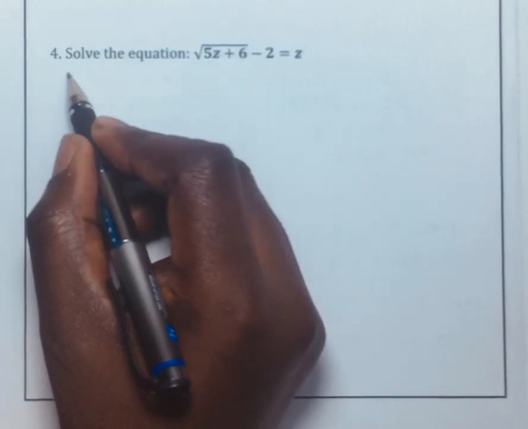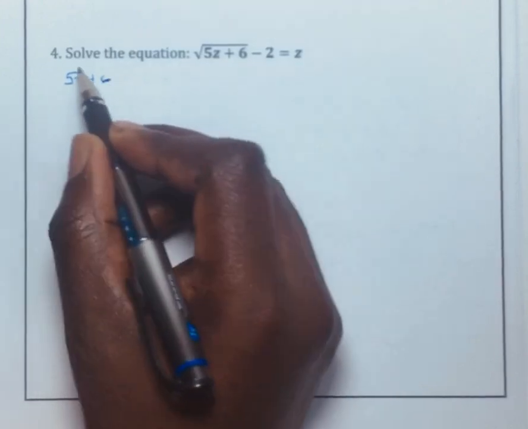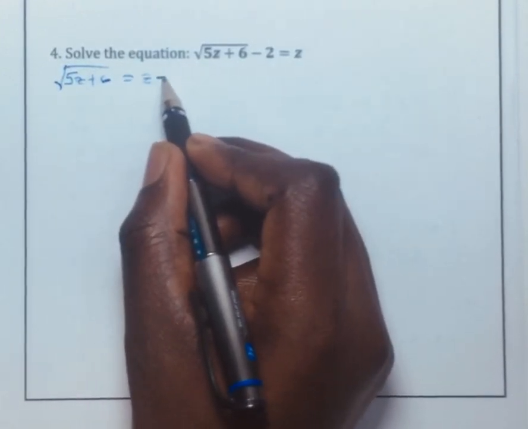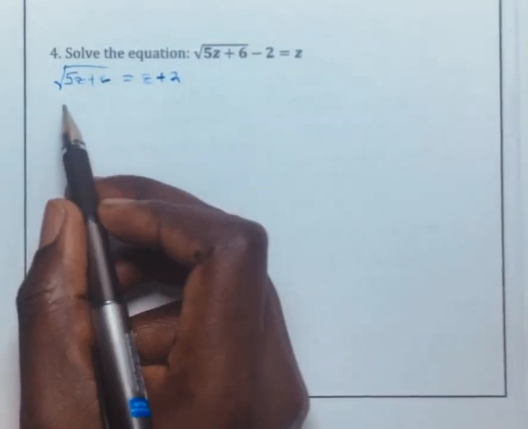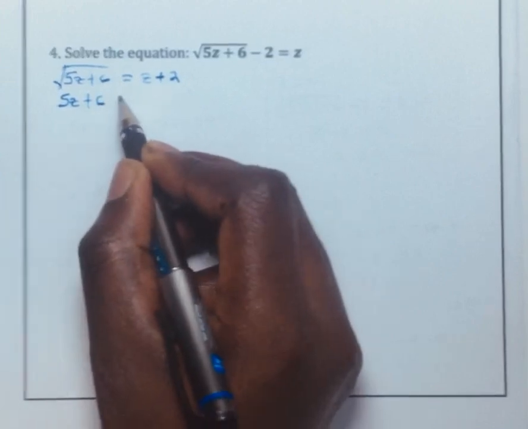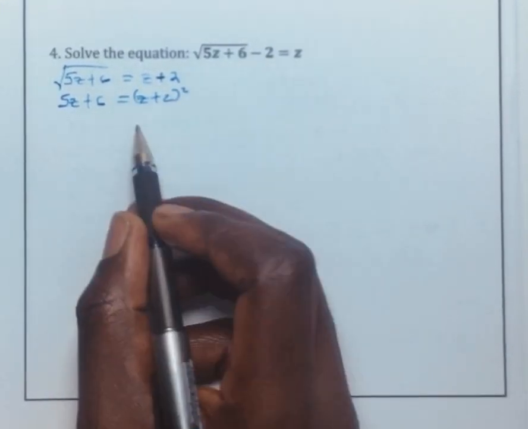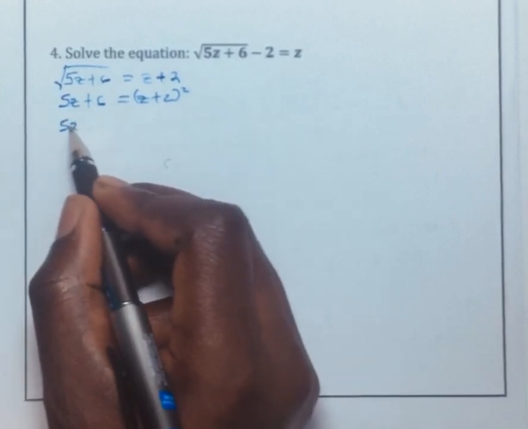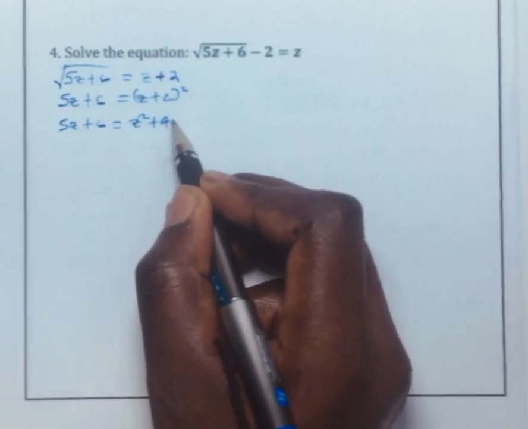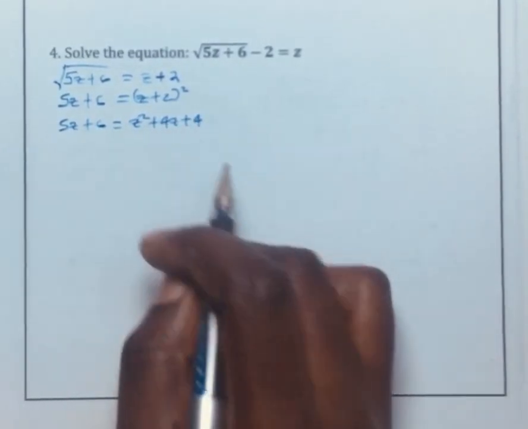So we have the root of 5z plus 6 is equal to z plus 2. Then we just square both sides so that we have 5z plus 6 is equal to (z plus 2) squared. So it means you have 5z plus 6 is equal to z squared plus 4z plus 4.